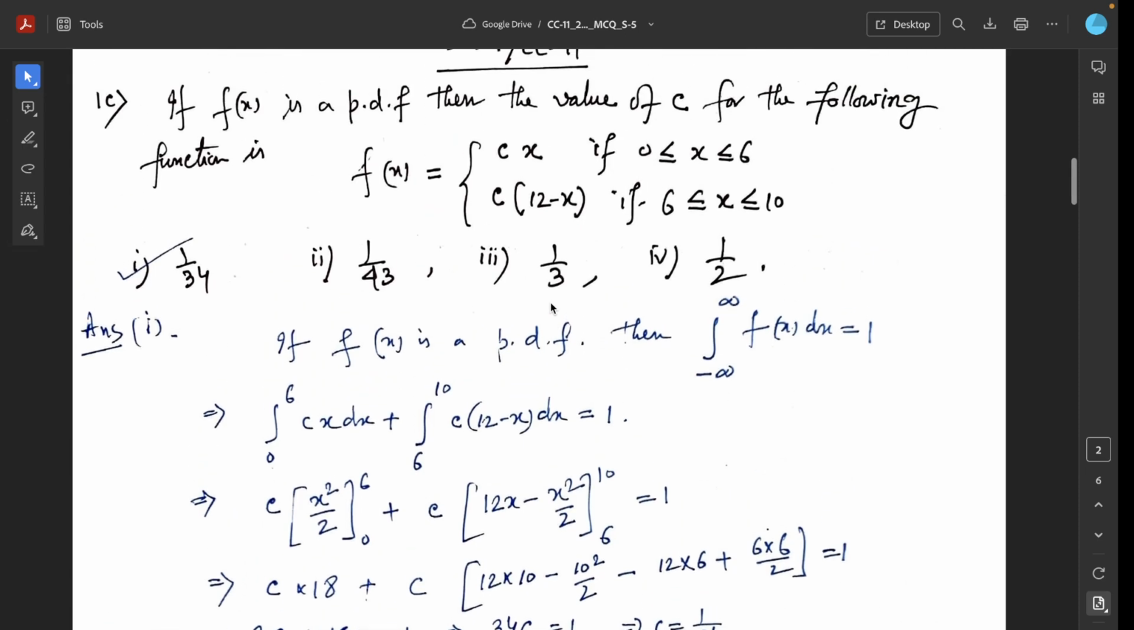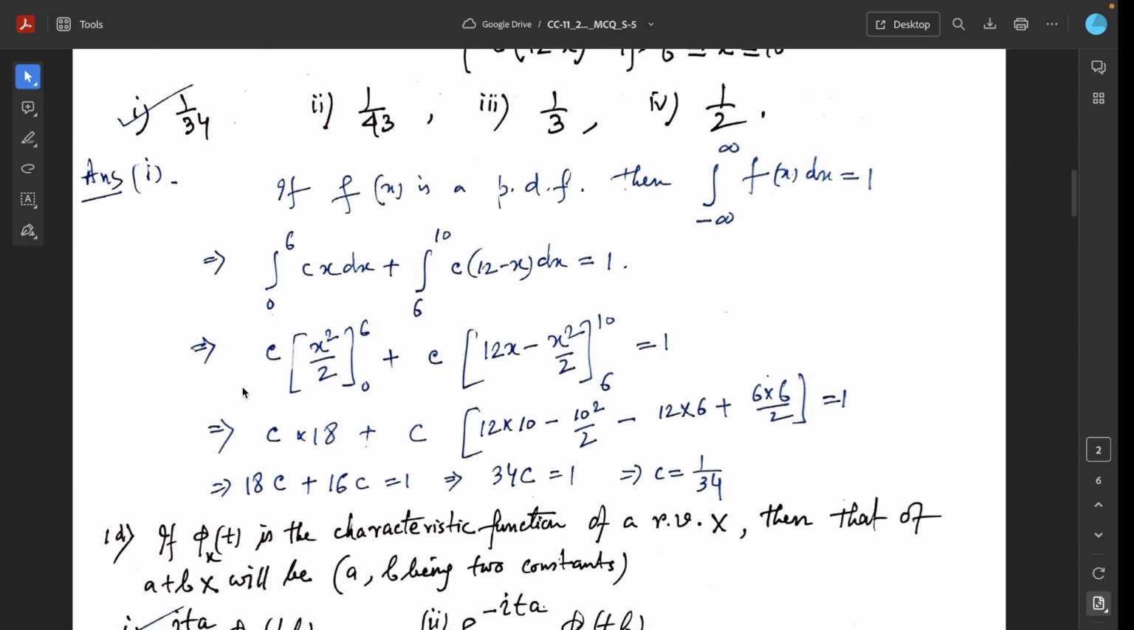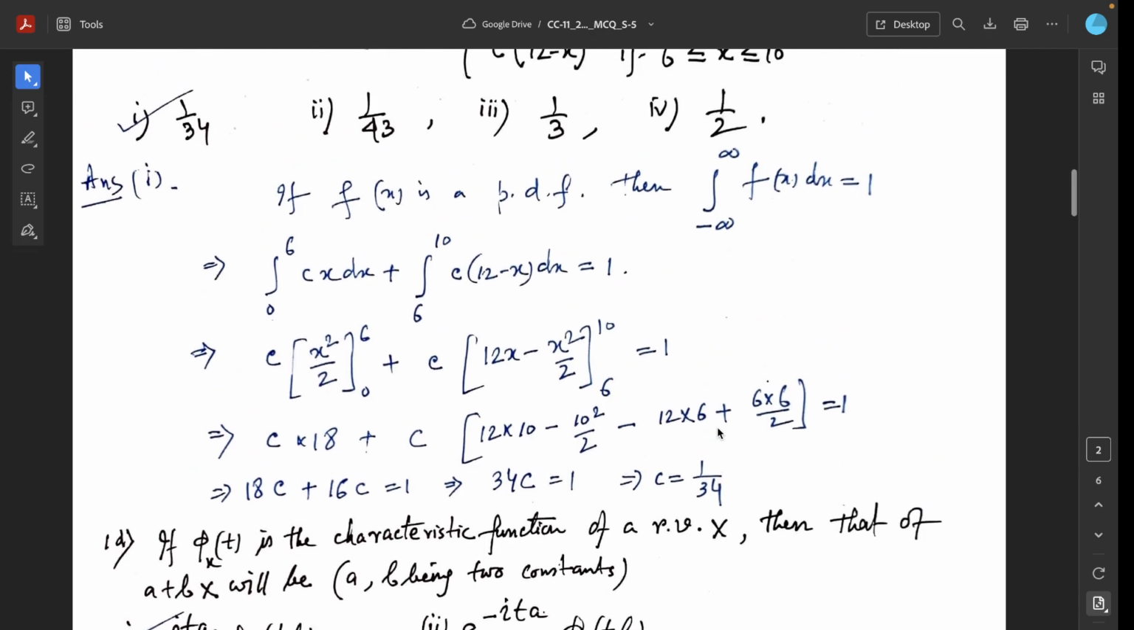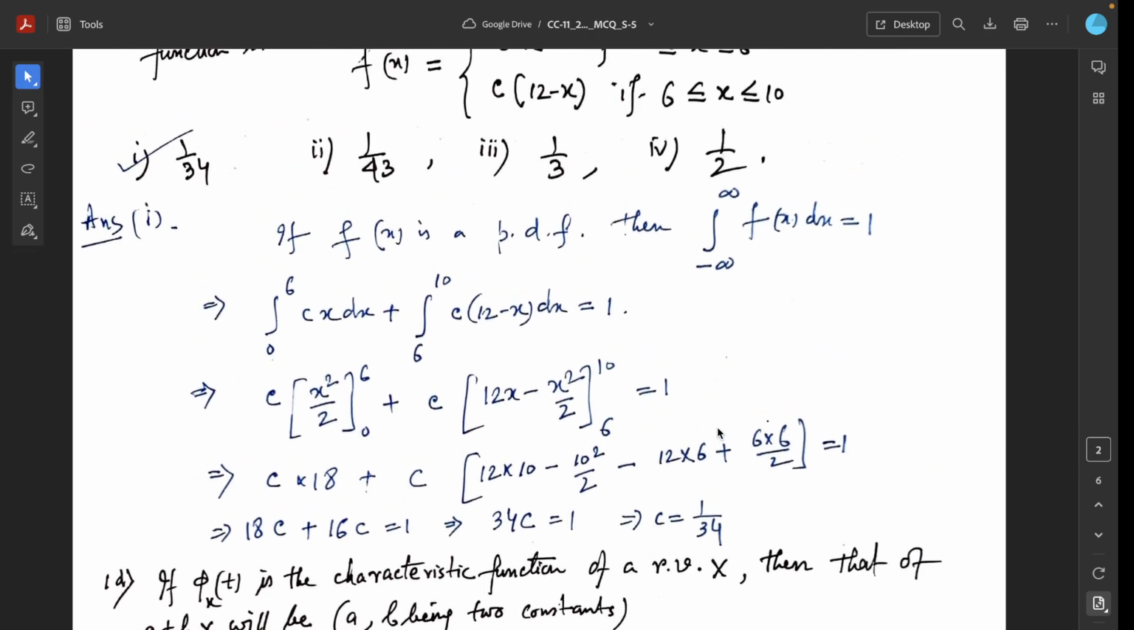Here fx is the probability density function, so integration from minus infinity to infinity of fx dx equals 1. So here 0 to 6 and 6 to 10. Here integration 0 to 6 plus integration 6 to 10. For 0 to 6 it is cx, and for 6 to 10 it is c into 12 minus x. So after integration and simplification, we get c equal to 1 by 34, the correct option is 1.